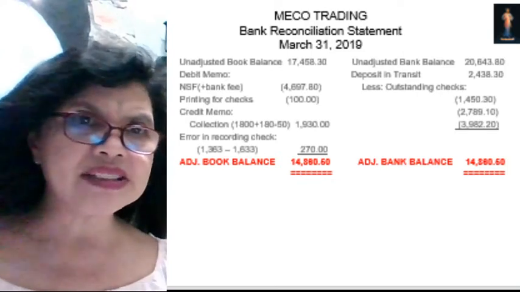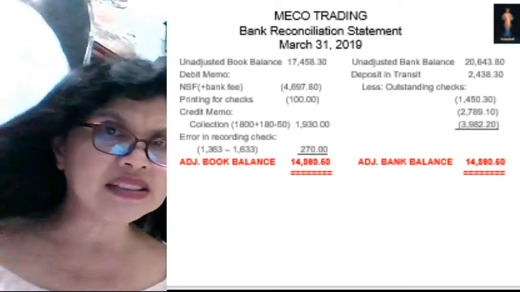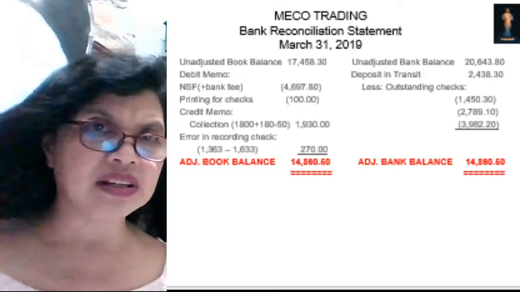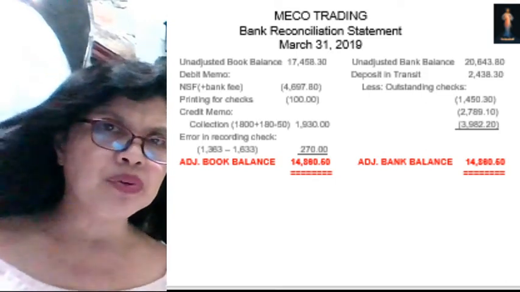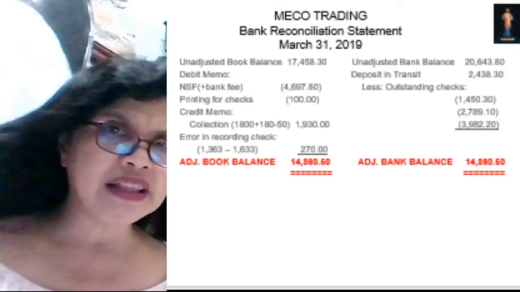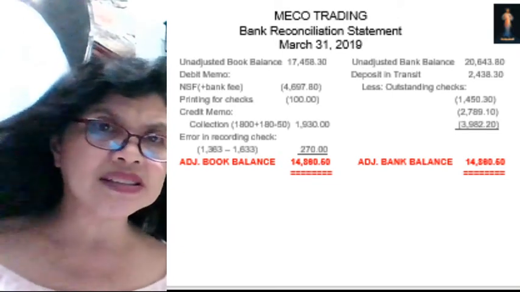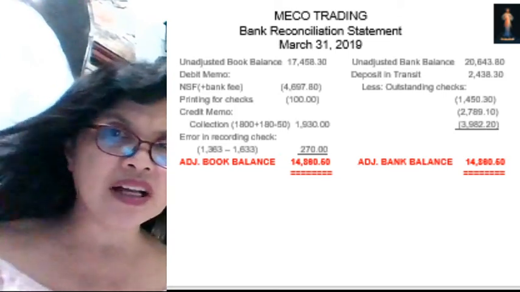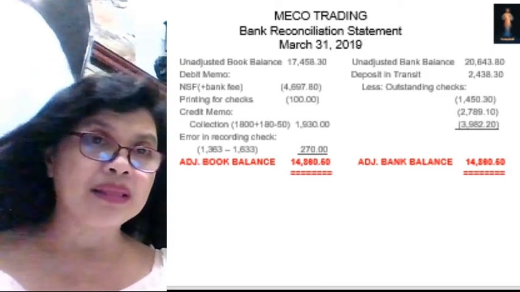Okay? So then there is an error in recording the check. It should be 1,633, but it was recorded in the book as 1,363. So there is an error of 270. So if you get the total of these: 17,458 less 4,697.80 less the printing charge plus the credit memo of collection of notes receivable plus the error, it will give us 14,800.60.